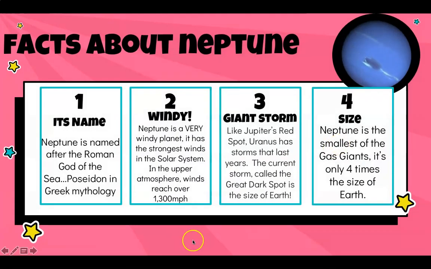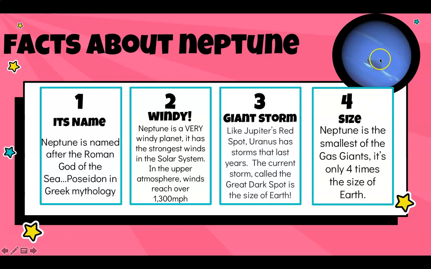It is named after the Roman god of the sea, Poseidon in Greek mythology, Neptune in Roman mythology. So if you see this dark blue color, it makes sense why we would name it after Poseidon. So Neptune has the strongest winds in the entire solar system. Remember, this is mostly all gas and ice, but it has the strongest winds in the solar system. In the upper atmosphere, it can reach 1,300 miles per hour.